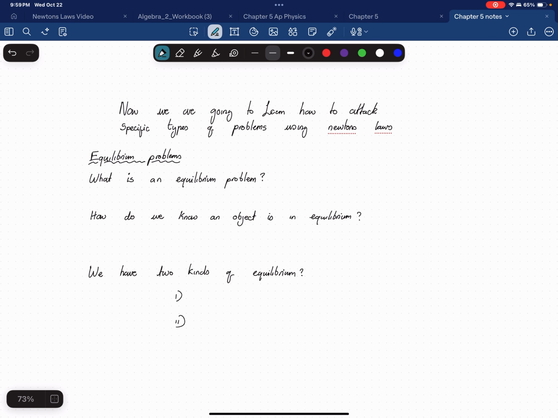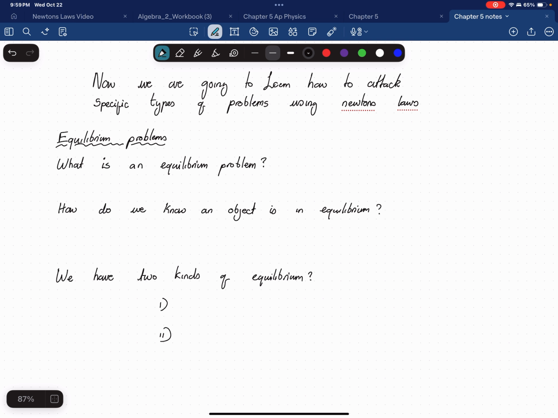So today, we're going to learn how to attack specific types of problems using Newton's laws. Today, we're going to learn about equilibrium problems. What color should I use today? Let's see, I like this purple. So, what is an equilibrium problem? Yeah, you might be curious. What's Mr. Makelele talking about?